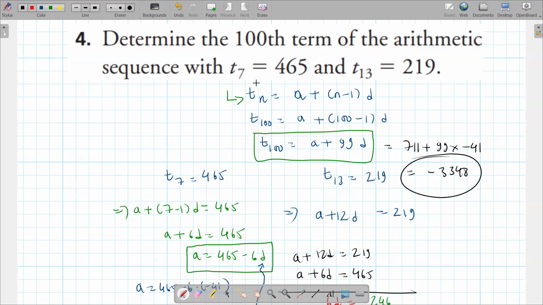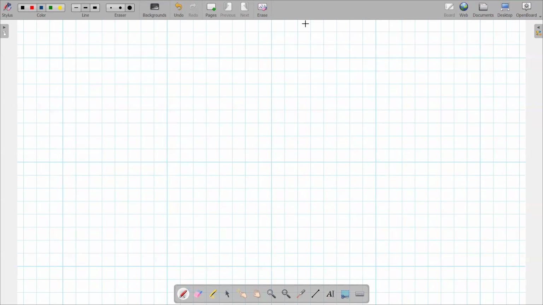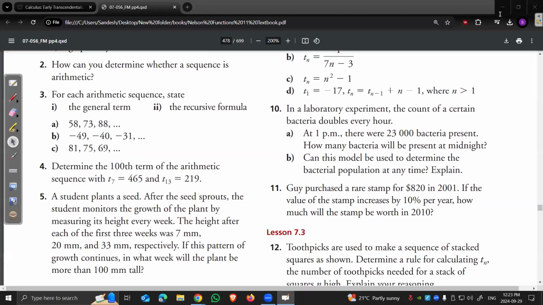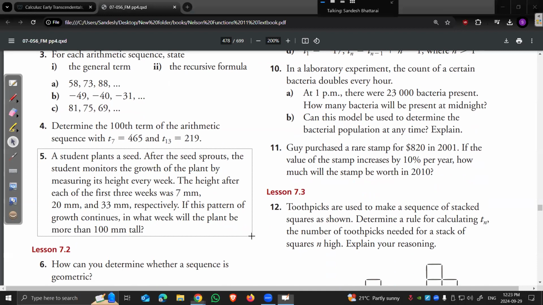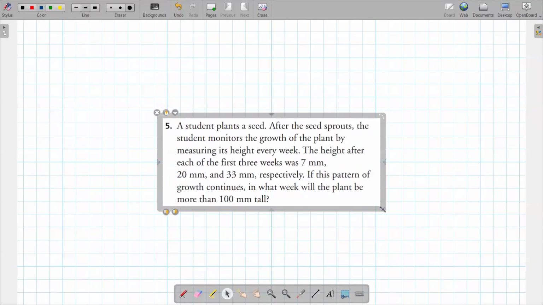So this is going to be your bread and butter for arithmetic sequences. And this question is very, very common. It's not terribly difficult because you're just solving a system of linear equations, which is like grade 10. Let's look at a word problem, because word problems are always going to be more difficult.